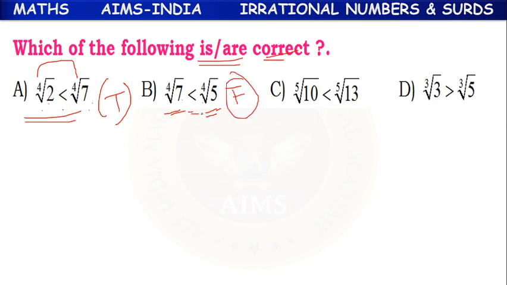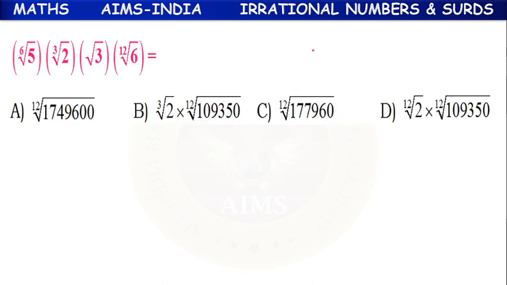5th root of 10 less than 5th root of 13. True. Cube root of 3 greater than cube root of 5. False. So how many are correct? A option is correct, C option is correct. Only two options are correct.